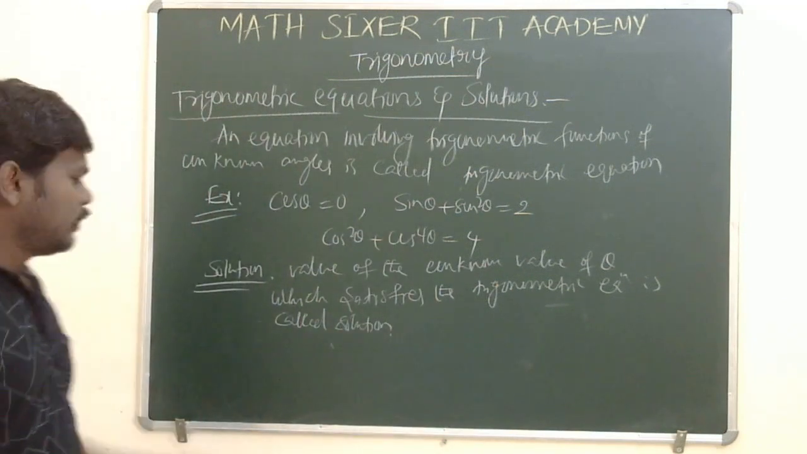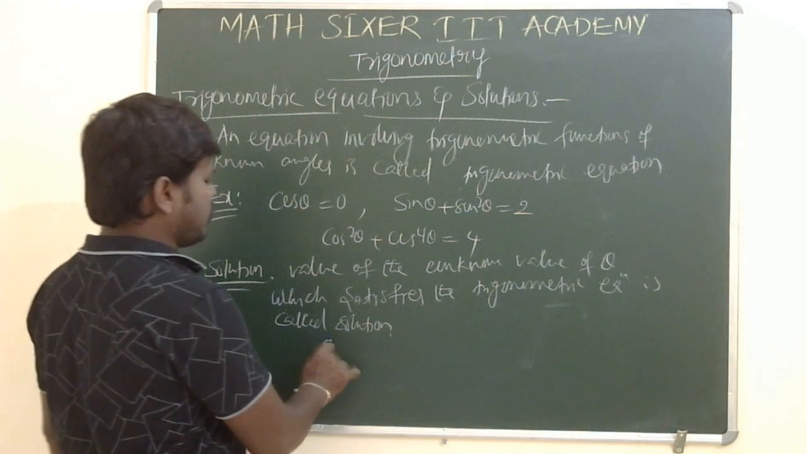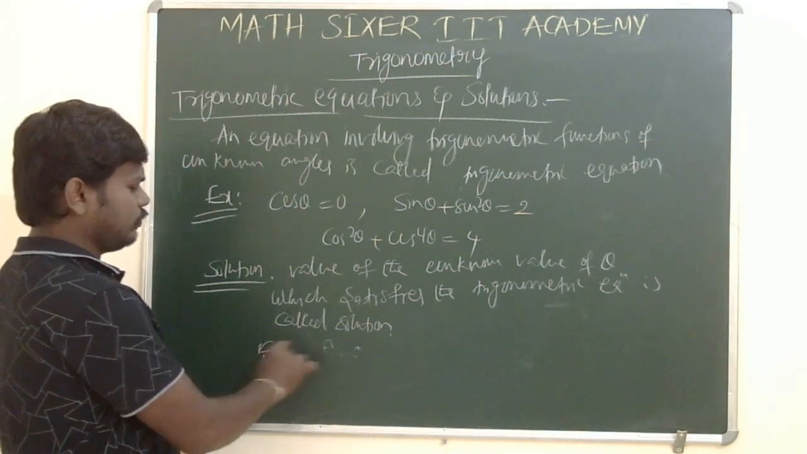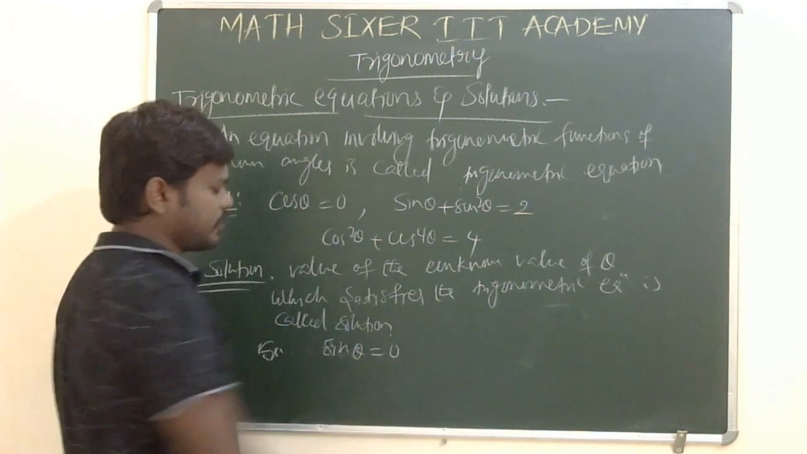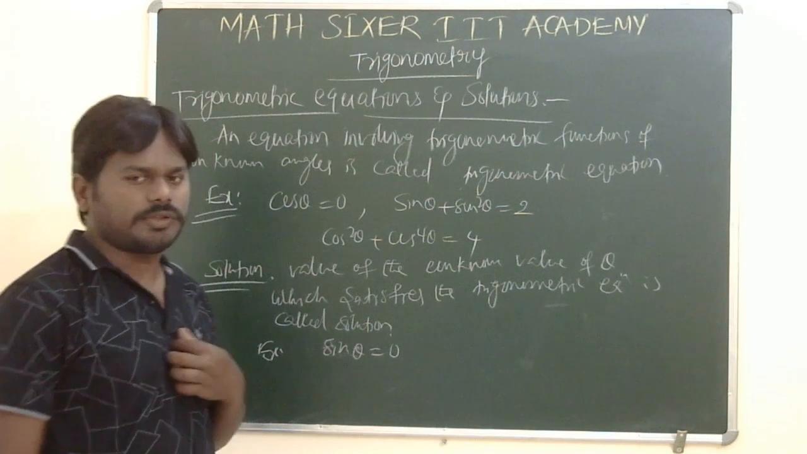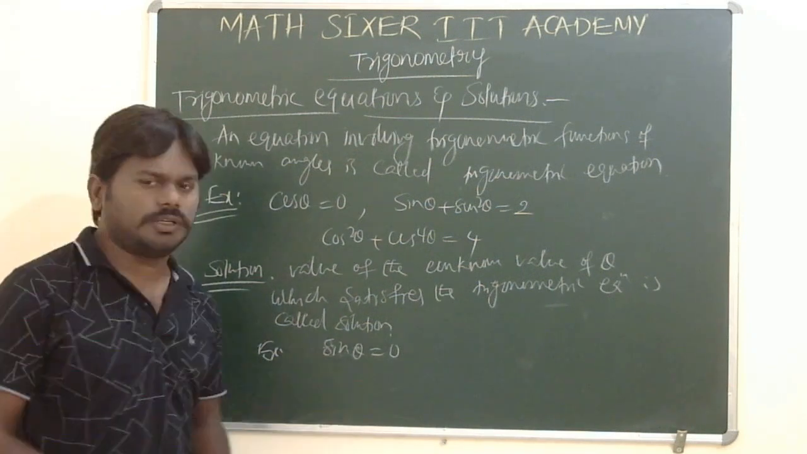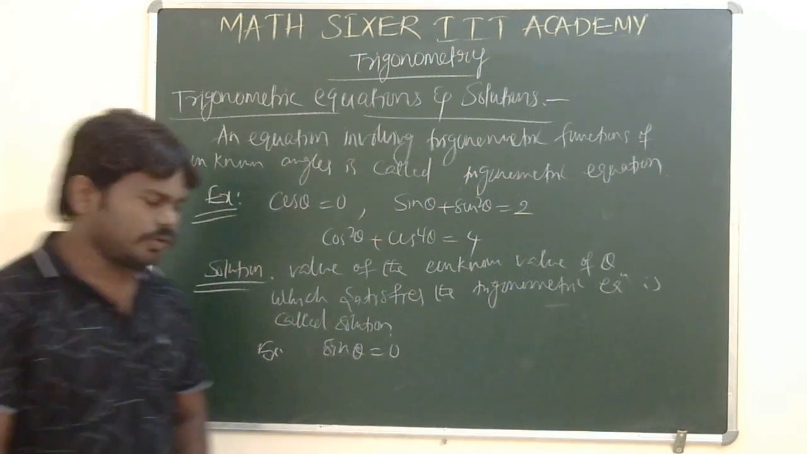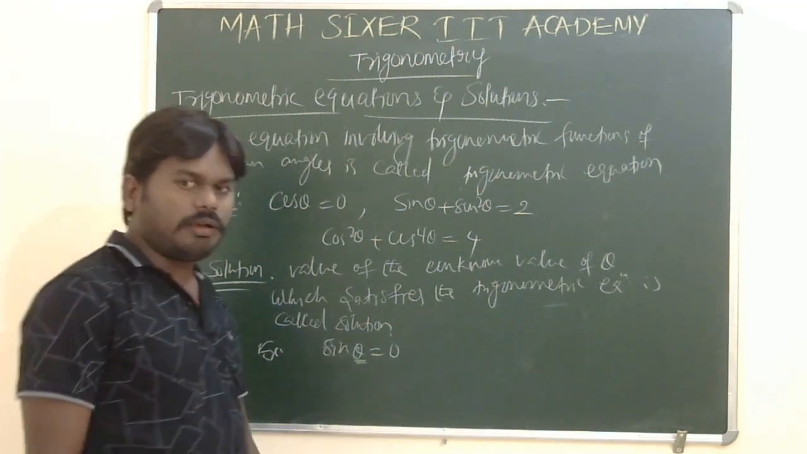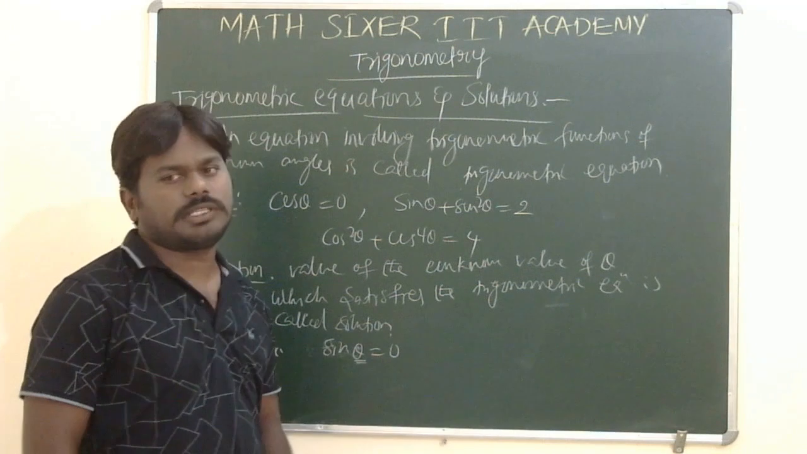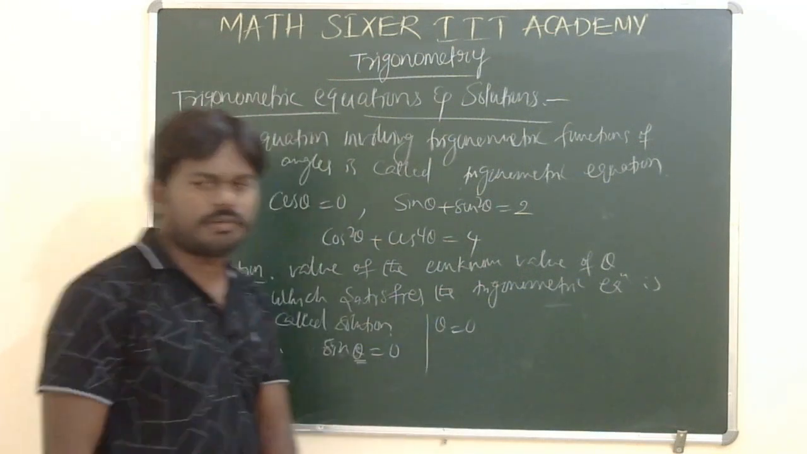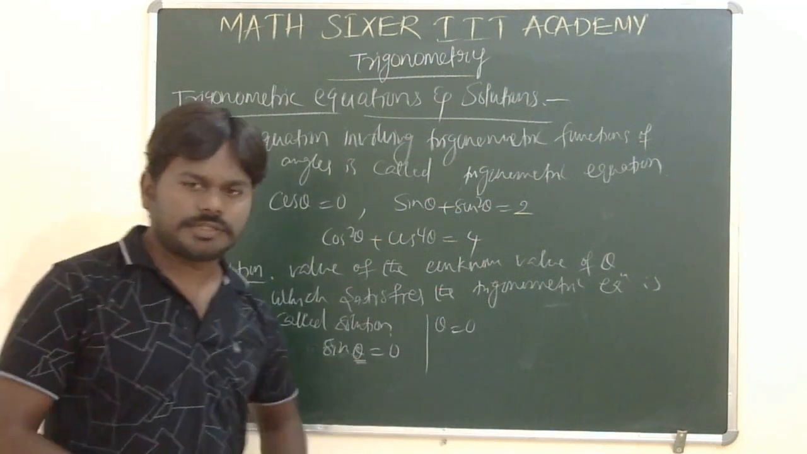Okay. Here I am taking an example, sin theta is equal to 0. This is an equation, and what is the solution for the equation sin theta is equal to 0? That means at what value of theta the value of the sin function is 0. Sin 0 is 0, that everyone knows, so we can say theta is equal to 0.